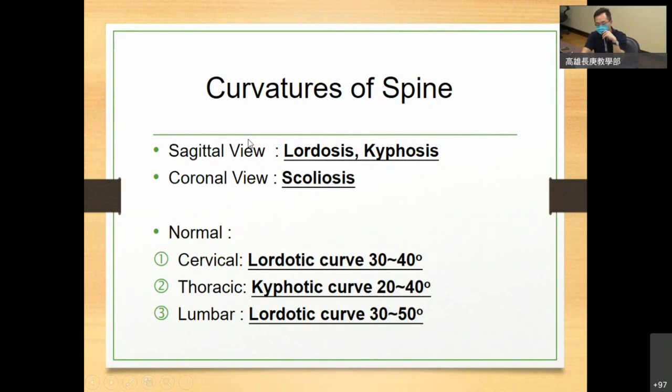In the cervical sagittal view, the normal lordotic curve is about 30 to 40 degrees. All of that you should know. In the cervical region, the normal curvature is a lordotic curve, about 30 to 40 degrees. If you are out of this range, it may cause problems. Another part is the thoracic. The thoracic normal curvature is a kyphotic curvature, and the angle always ranges from 20 to 40 degrees. The most important part is the lumbar curvature. The lumbar curvature is a lordotic curve, about 30 to 50 degrees.